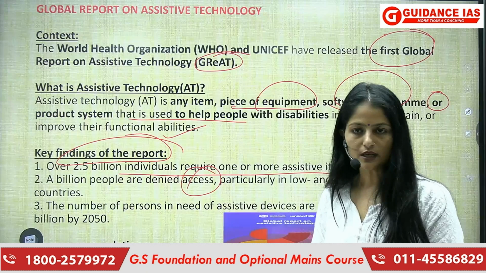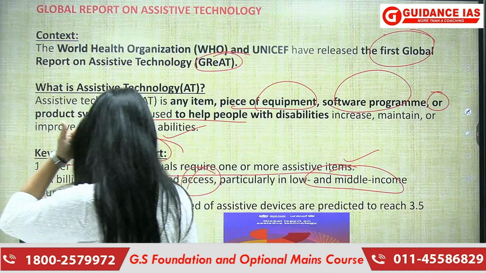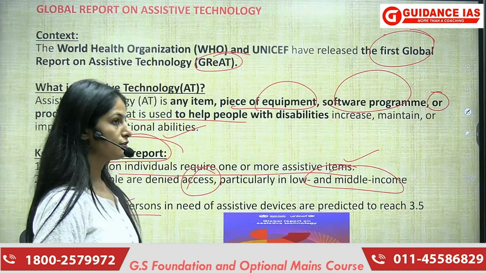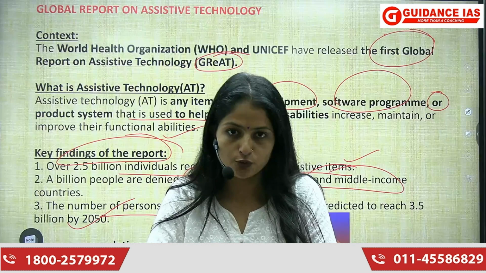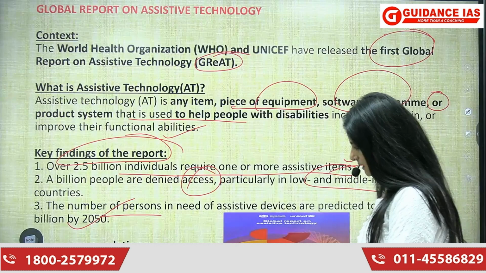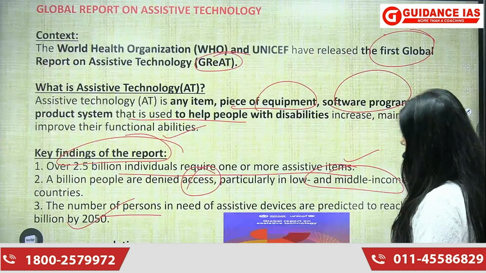Next we have the number of persons in need of assistive devices are predicted to reach 3.5 billion by 2050. So the number what we have right now is going to increase so much by 2050. So it's better that we solve it or start doing something about it from now onwards only. Right? Then only we'll be able to achieve what we are supposed to achieve. Okay? So next, yeah. So that was about it.